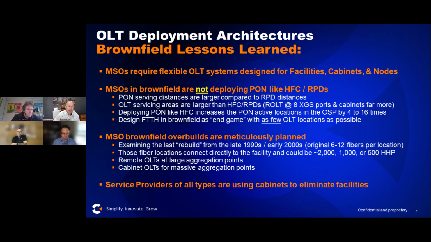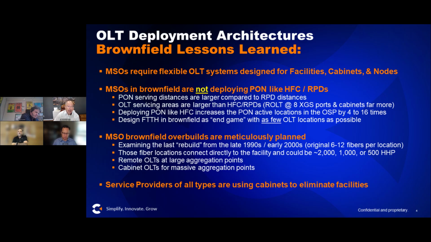Why? Because the PON serving area distances are larger than an RPD distance. The remote OLT serving area is larger in terms of how many ports, a particular node, for example. If we look at things by service group, an RPD might have 1 or 2 service groups. A remote OLT can have 8 service groups, each with 10 gig. So that's 80 gigs of capacity for a particular area. That's why if you look at deploying PON like HFC, it could increase the number of locations that have active equipment in the outside plant by perhaps 4 or 16 times.